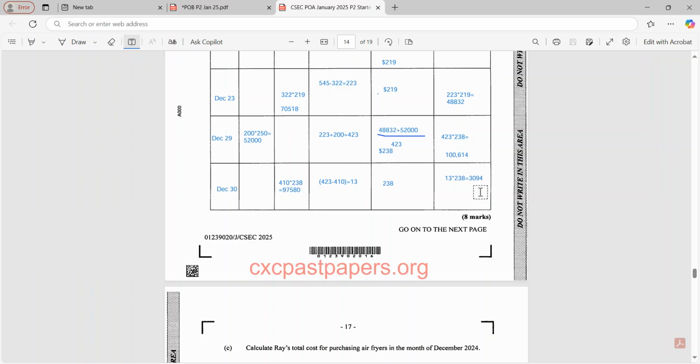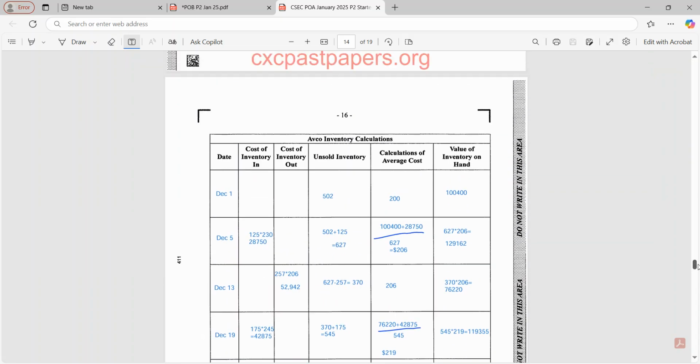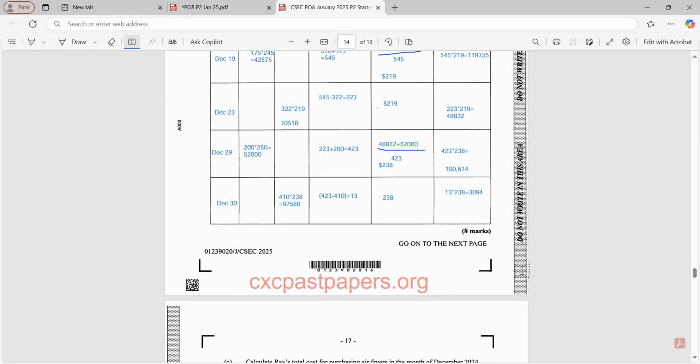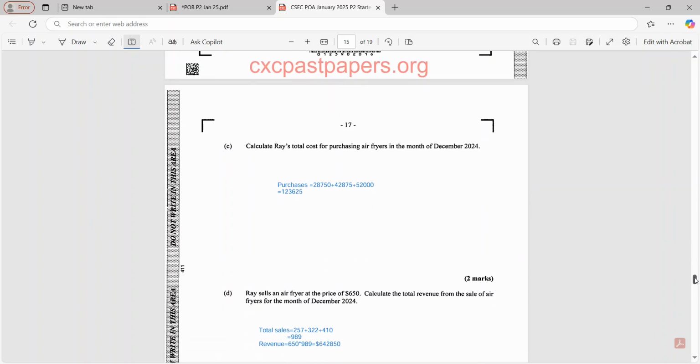And then December 30, which is the last one, is sales of 410. So 410 multiplied by the 238, which is our average cost, will give us 97,580. 423 minus the number of units that we just sold will give us 13. 238 is still our average cost, and 13 multiplied by 238 will give us $3,094.